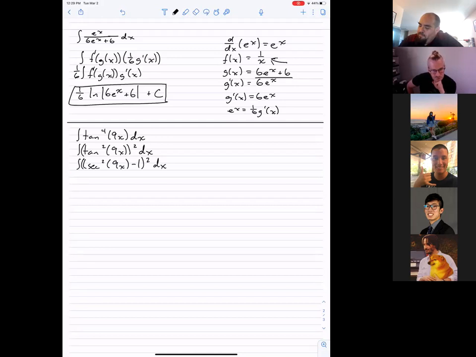I tried distributing the square, but I don't think it actually works. Okay, so if you expand this out, what should happen is secant to the 4th of 9x, minus 2 secant squared 9x. Wait, how do you get minus 2 secant squared 9x? If you were to FOIL this out, you would get minus secant squared minus secant squared. Okay, so you did FOIL. Yeah, I am doing that. So plus 1 dx.